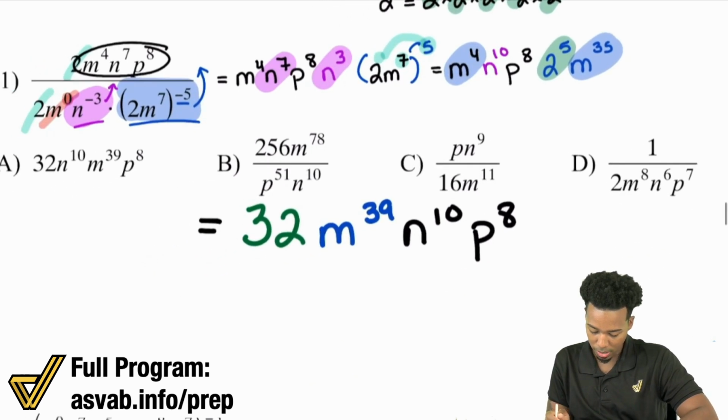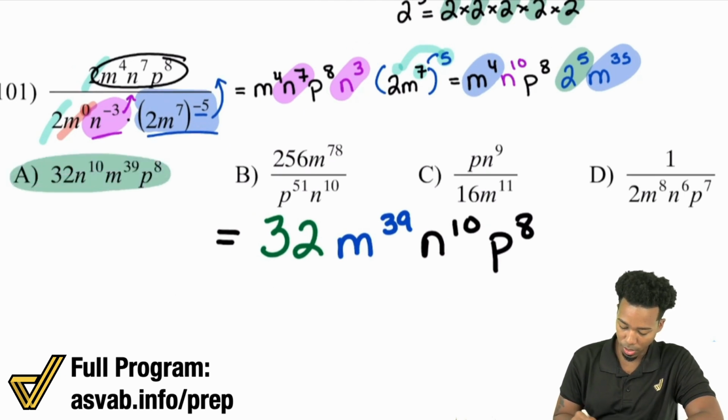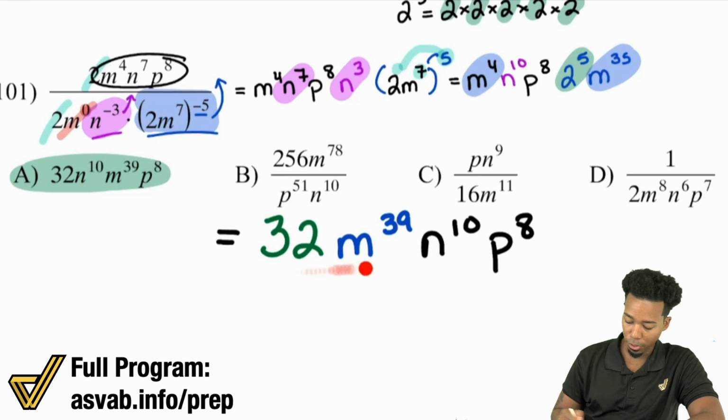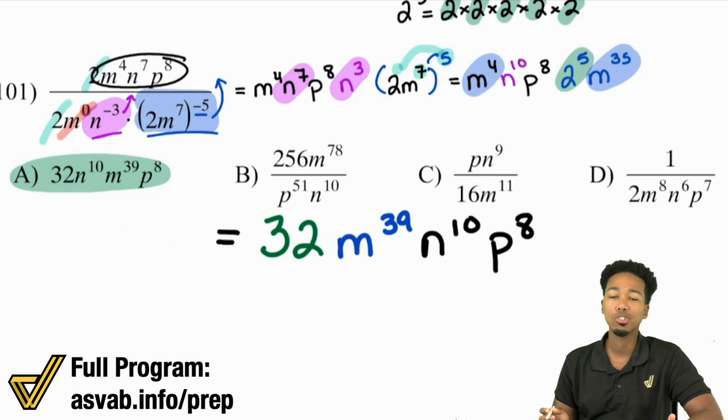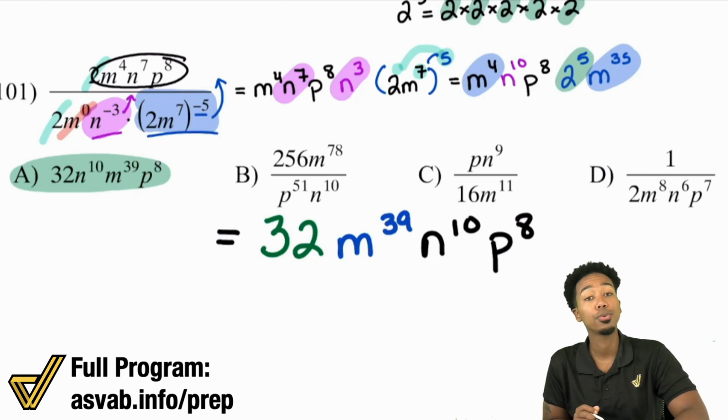So there it is, 32, and there it is. Cool, it's right here. Answer choice A. They put n first instead of m, which I don't agree with. It should be alphabetical, but still, that is correct. Each letter has the correct exponent, and so we're set.